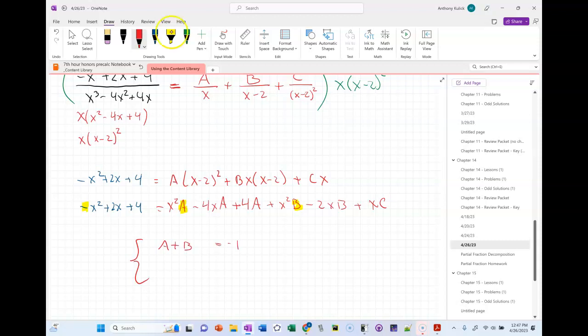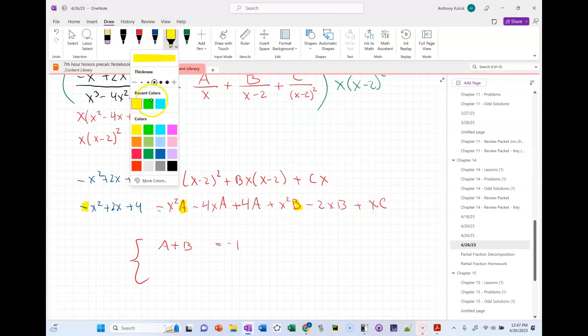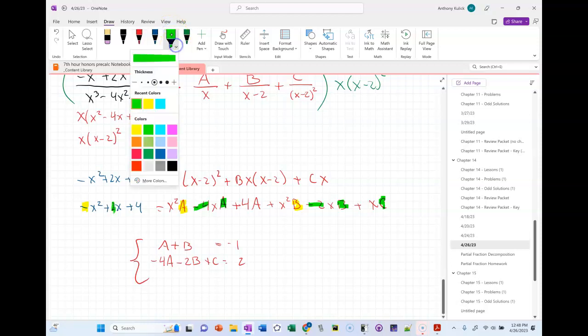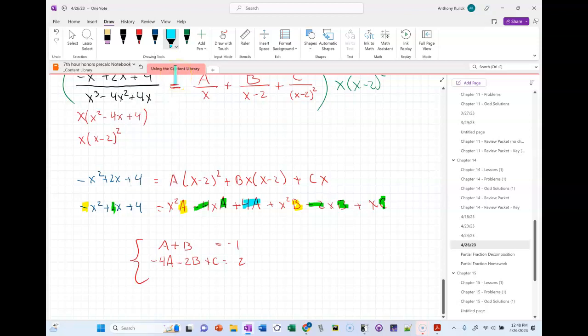So the x squareds I got by doing a plus b. The x's, I got negative 4a minus 2b plus c. Absolutely. And that has to give us 2. And then my last one is just that 4a has to equal 4.